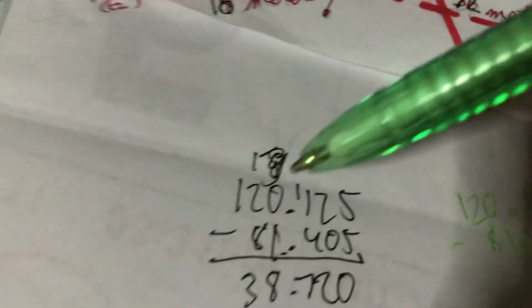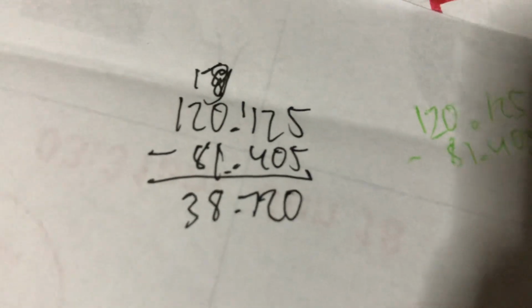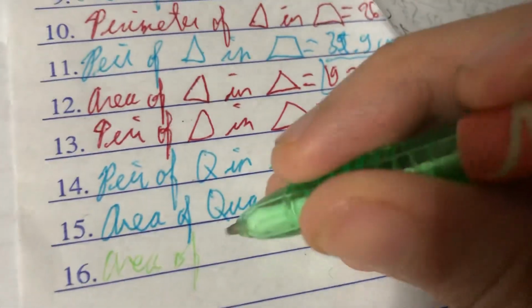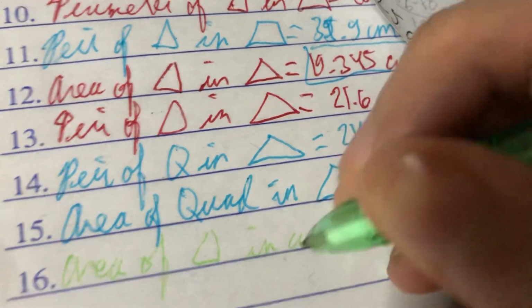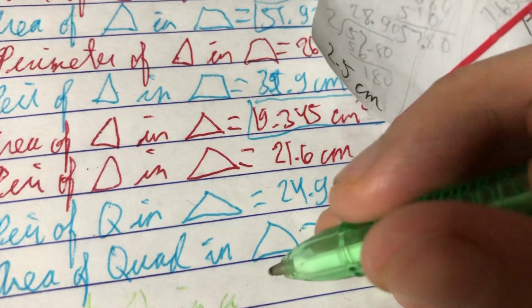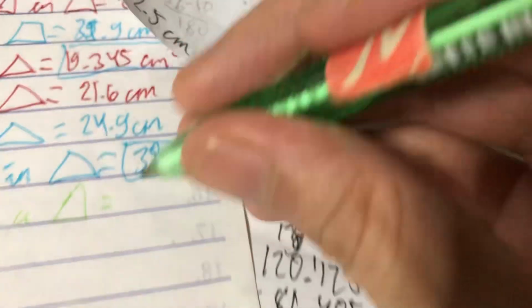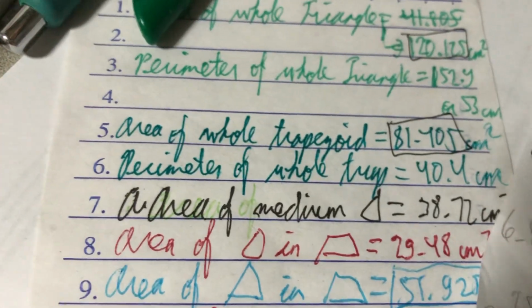Di ba remember meron tayong formula dito? So therefore, that should be our answer. The area of the triangle, the large one, is 38.72. Ayan, di ba remember meron tayo dito, area of medium triangle?